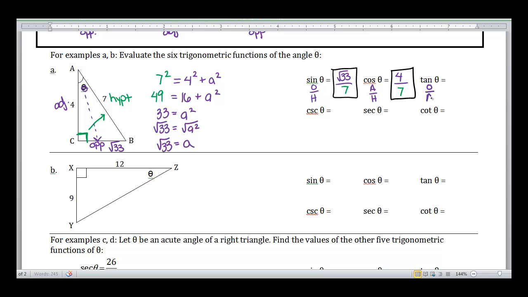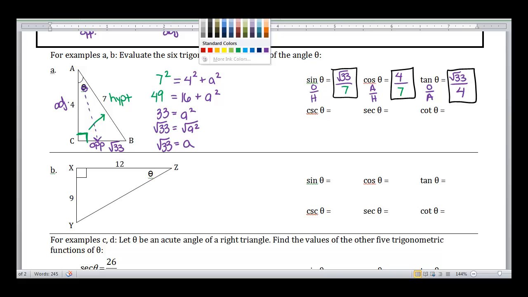Lastly, tangent is opposite over adjacent, and since I solved for the opposite side length to be root 33 and was given the adjacent side length of 4, I get root 33 over 4. Again, if it simplified, I would want to do that. For the reciprocals, all I have to do is really flip the numerator and the denominator.